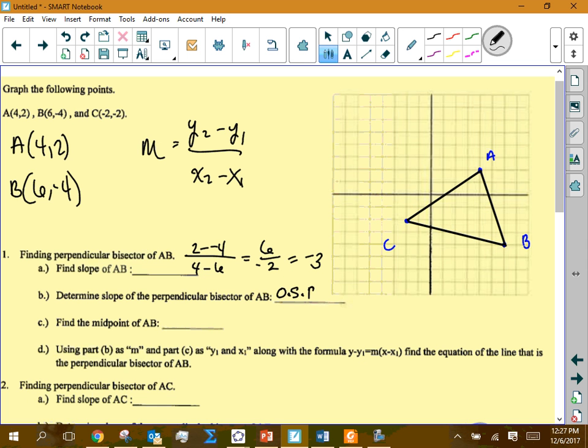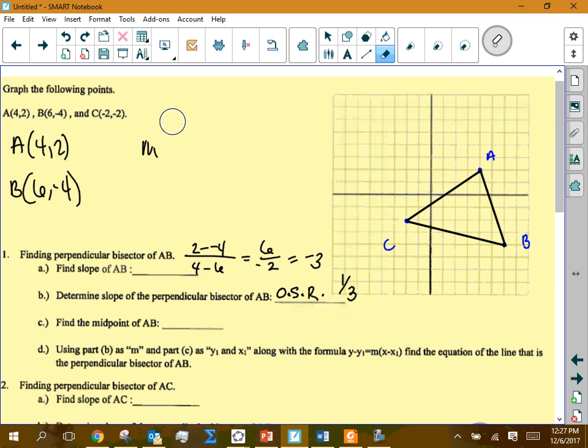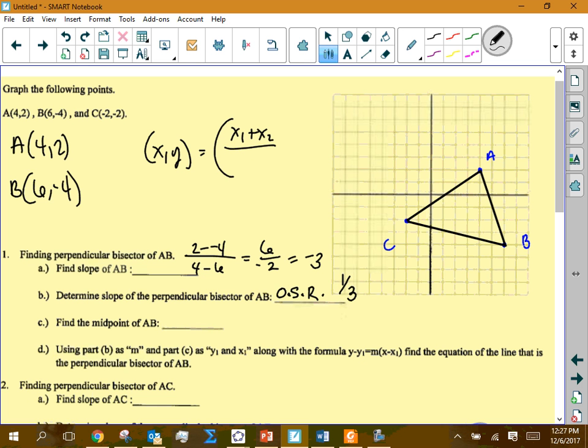Opposite sine reciprocal, right? So that would be 1/3. Okay. The next thing we're going to do is find the midpoint of AB. Well, the midpoint of AB, okay, it's an ordered pair, x comma y, such that you take your endpoints, add them together, divide by 2 for both coordinates. Okay, so what do we get here?